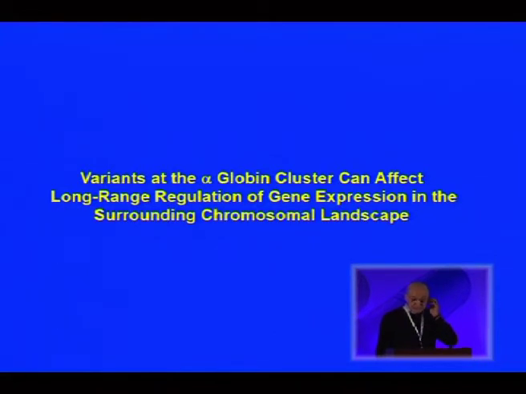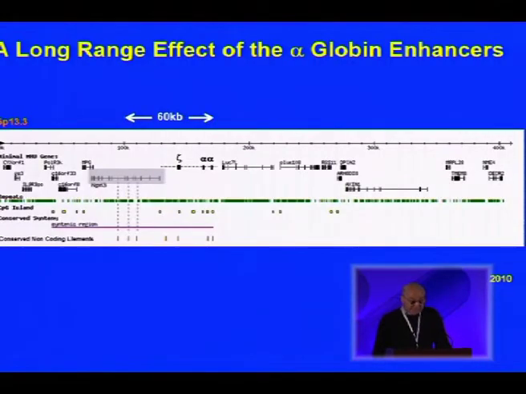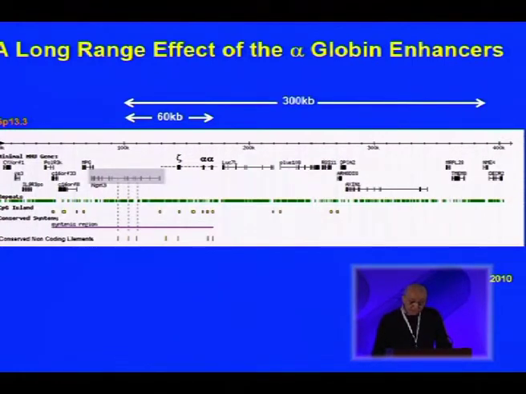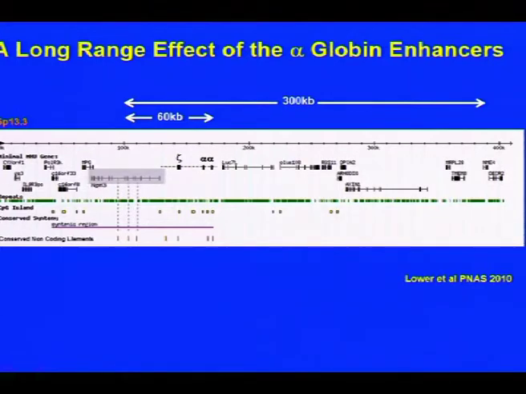So variants of the alpha cluster can affect long-range regulation of expression in the surrounding chromosomal landscape. This is the next point I want to make, and it really relates to this observation. Here are the regulatory elements, lying in this gene, and they control alpha-globin expression, which is located 60 kilobases away down the chromosome here. Okay, so what we also found was that those regulatory elements control expression of another gene here called NME4, which is 300 kilobases away on the chromosome.